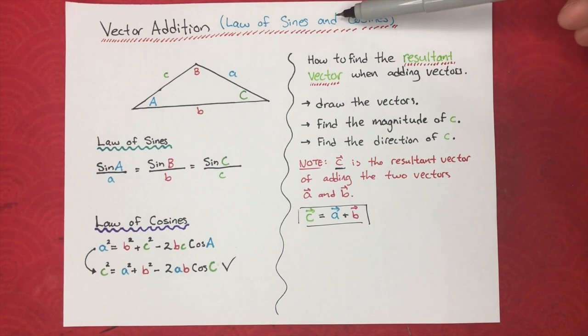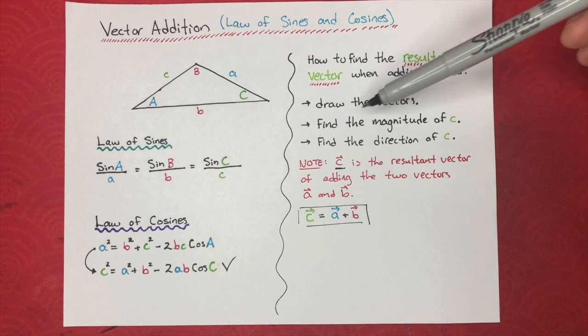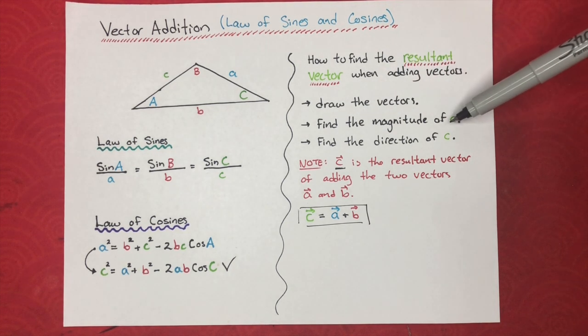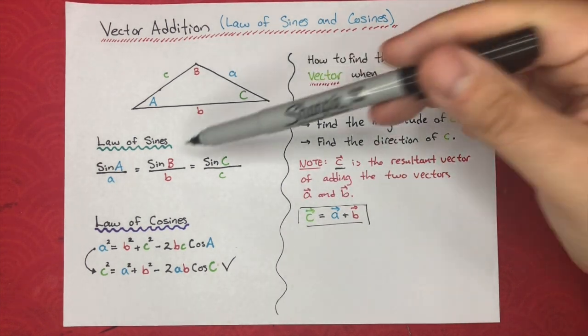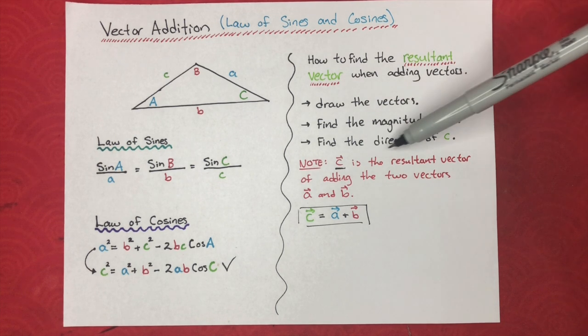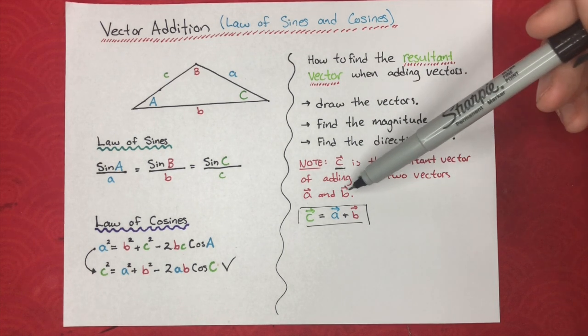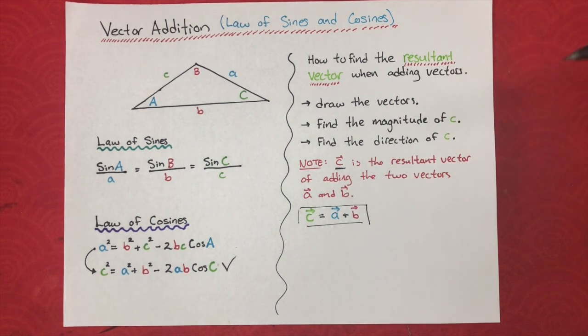Now, this over here is how you're going to find the resultant vector when you're adding vectors using this sines and cosines law. The first thing you're going to do is draw the vectors. Then you're going to find the magnitude of c using the law of cosines, and you're going to find the direction of c using the law of sines. Note that c is the resultant vector of adding 2 vectors a and b, or in other words, the vector c is equal to a plus b. Let's take a look at an example of this.